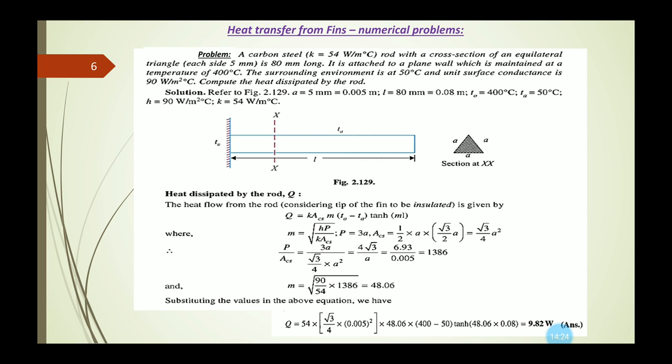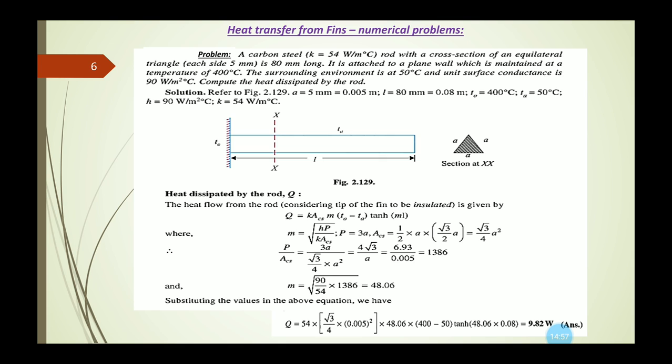13.86. Now if we put this value of the ratio of perimeter and area in the formula of m, that is root under hP by k, here h and k, these two values are given in this numerical, and the ratio of P and A we have just now calculated. So if we put all these values in the formula of m, then we get the value of m as 48.06. So this is the first step in this numerical.